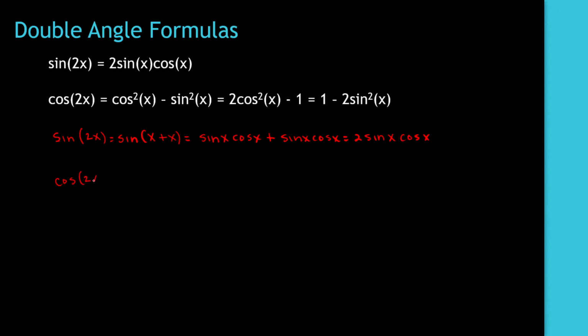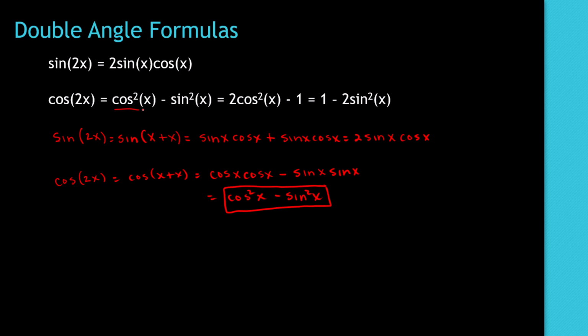Cosine of 2x is also like cosine of x plus x. So I get cosine of x cosine of x minus sine of x sine of x. So this equals cosine squared minus sine squared. So that's the first version of this identity here.